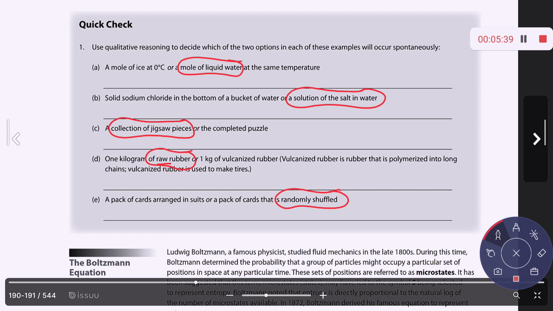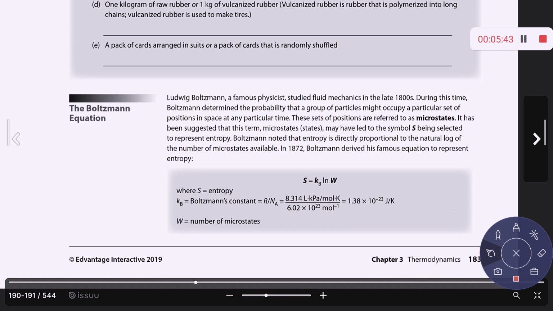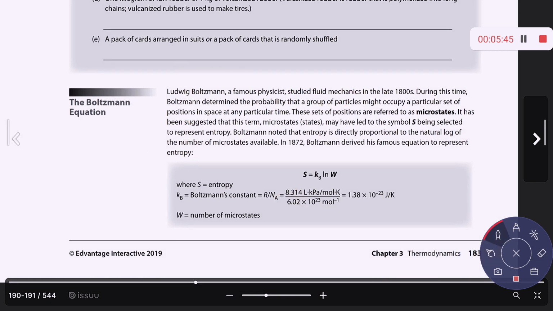Okay, now, Ludwig Boltzmann determined the probability of particles occupying certain positions in time. And the sets of positions that particles can occupy are known as microstates. Microstates are abbreviated with a W. I have seen this on the AP exam where they ask you about microstates, okay?